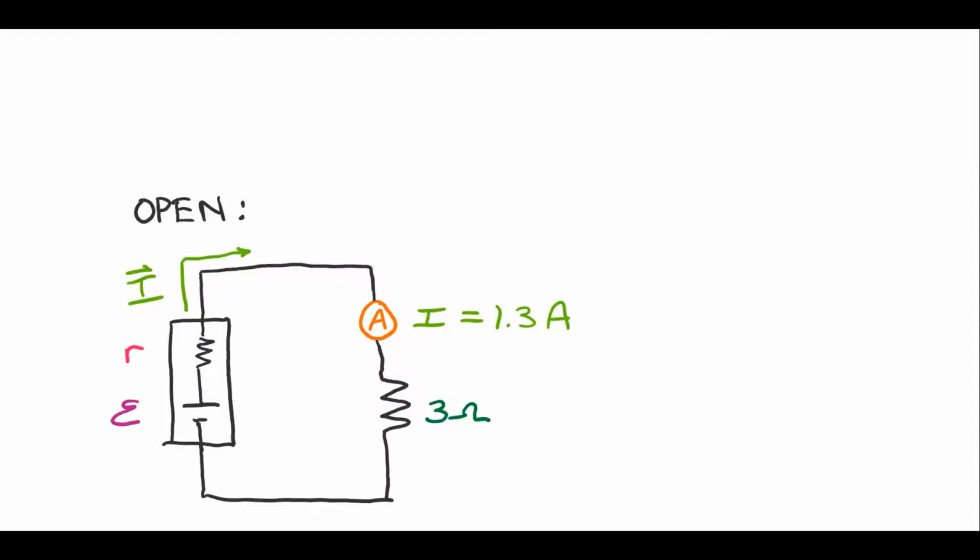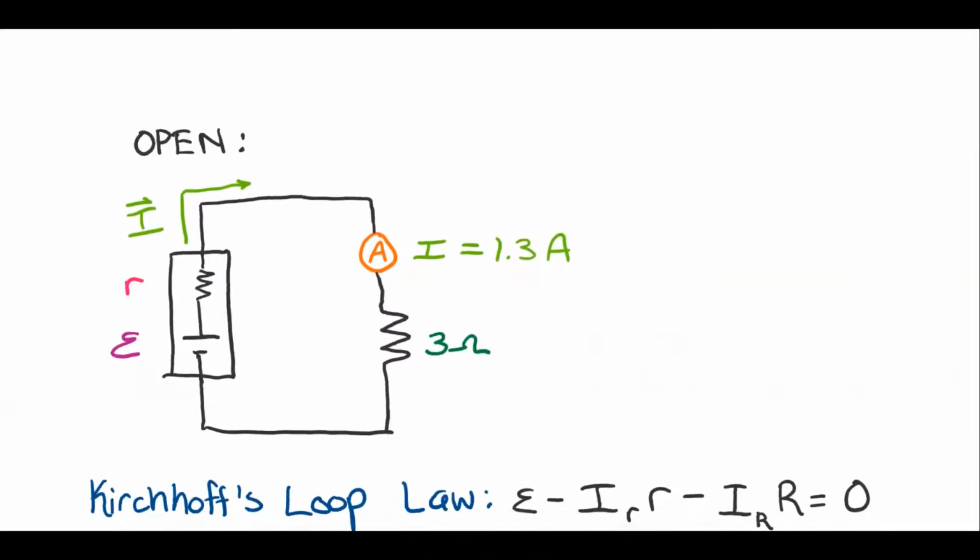Well, according to Kirchhoff's loop law, we can calculate EMF values by remembering that any complete closed loop around a circuit has a total potential difference of 0. That means when you add up all the delta V's in a circuit, it should amount to 0. Specifically in this case, our EMF minus the voltage drop across our little r resistor minus the voltage drop across our 3 ohm resistor, that should all end up equaling 0.